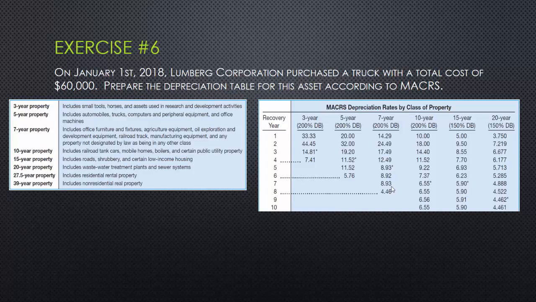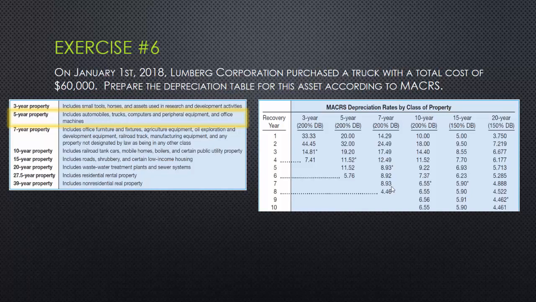So our company is Lumberg, and they purchased a truck with a total cost of $60,000, and they're going to prepare the depreciation table for this asset according to the MACRS system. So they need to go through and look at this table on the left side and see, okay, what is the type of property that we have to consider the truck to be in. And you'll see in the 5-year property section, it says includes automobiles, trucks, computers, and peripheral equipment, and office machines.